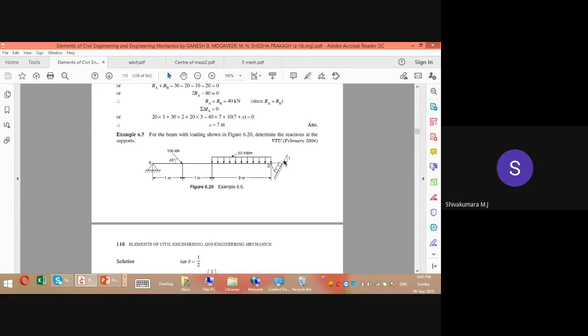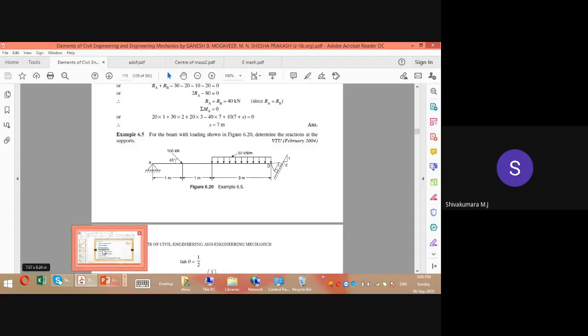So this inclined angle theta you can determine: tan theta equal to 1 by 2, opposite by adjacent. So you will get that theta. Then this RD you can resolve with respect to theta, so that you get RD cos theta and RD sin theta, and you can determine the unknown reactions RD and R.